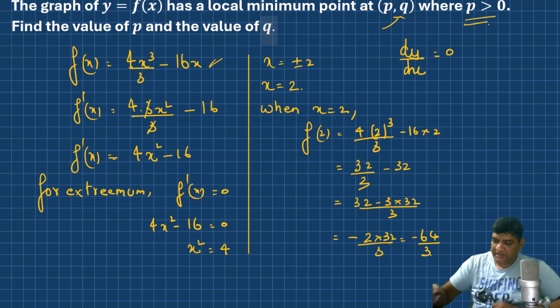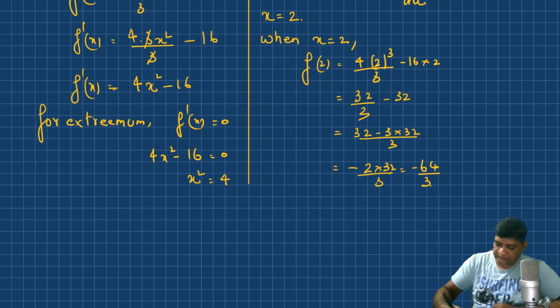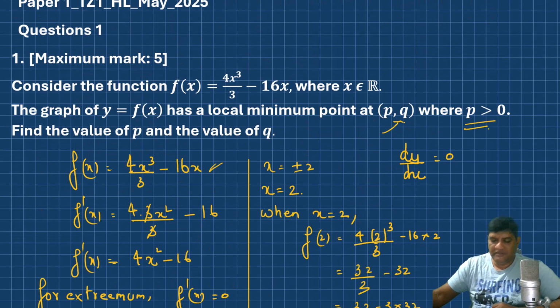So your p value is 2 and your q value is minus 64 by 3. That's it for this question.